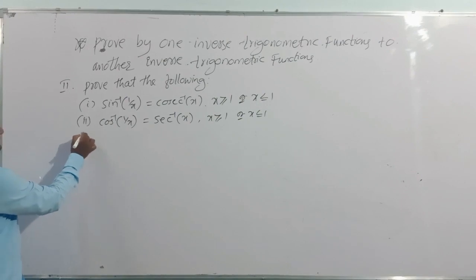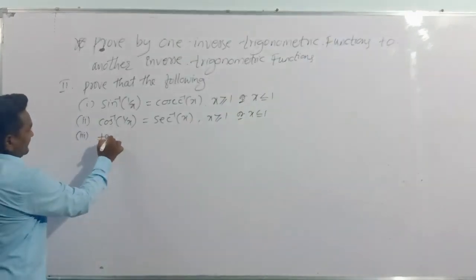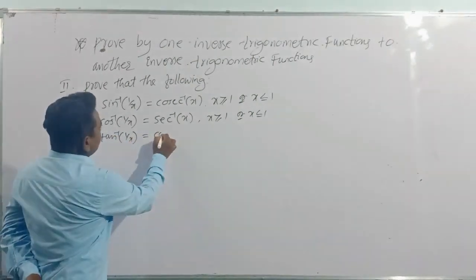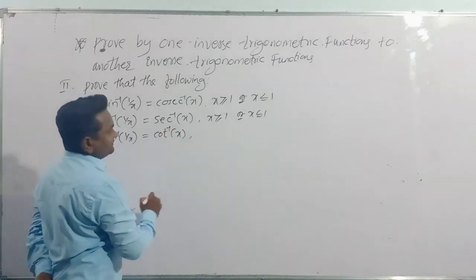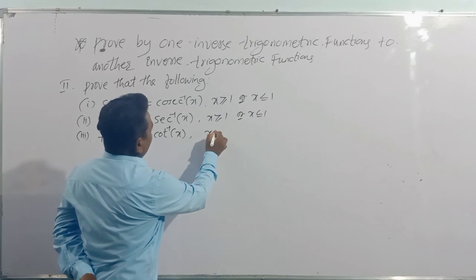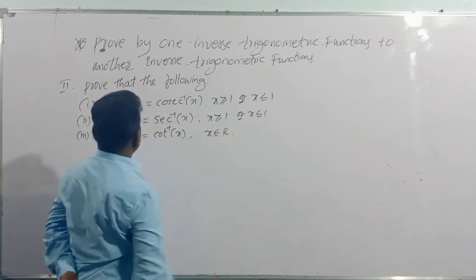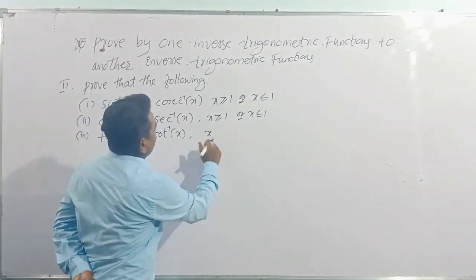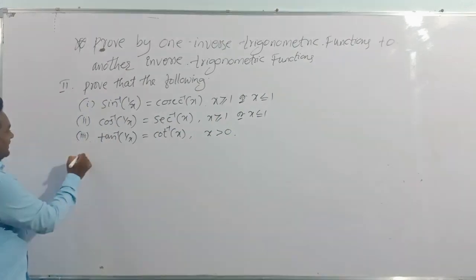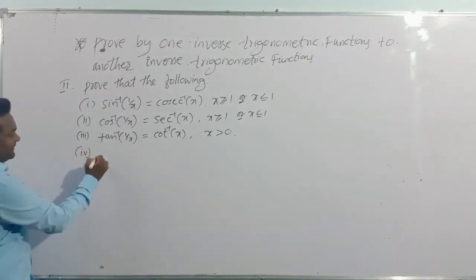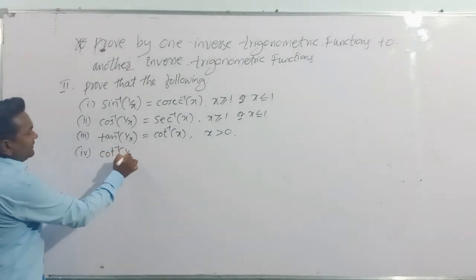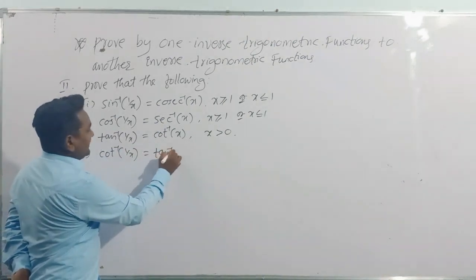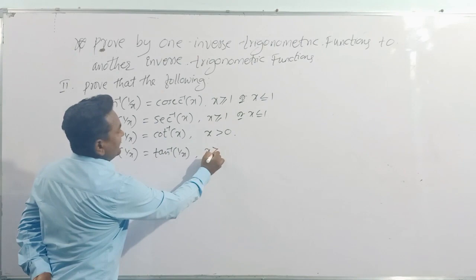Now third one is tan inverse 1 by x equals cot inverse x. Here x belongs to R. Sorry, x greater than 0. Its condition is x greater than 0. Next, fourth one is cot inverse 1 by x is equal to, its reverse, tan inverse x. Here also the same, x greater than 0.